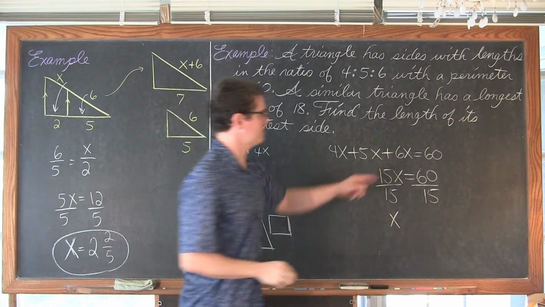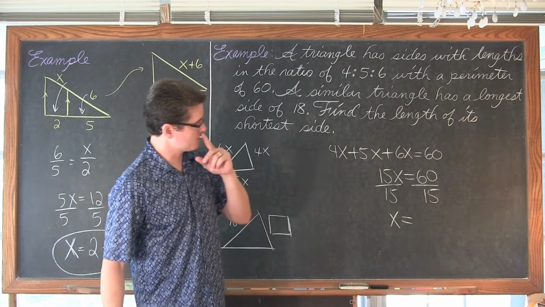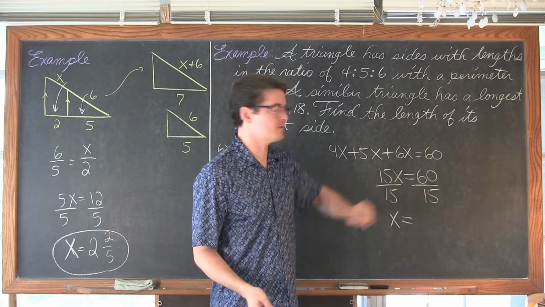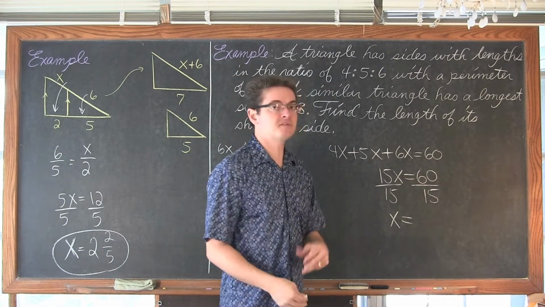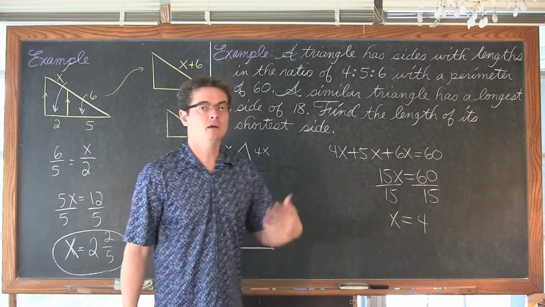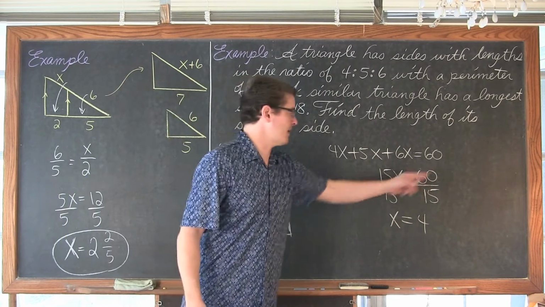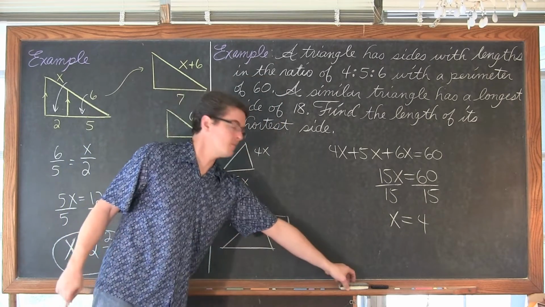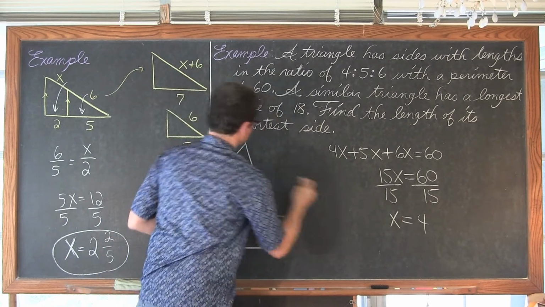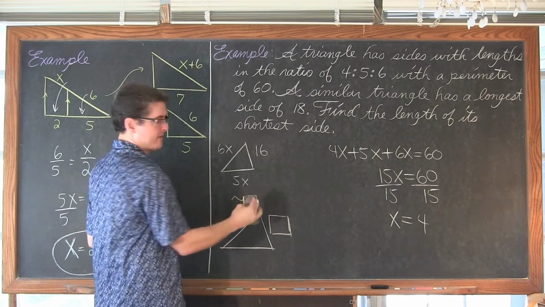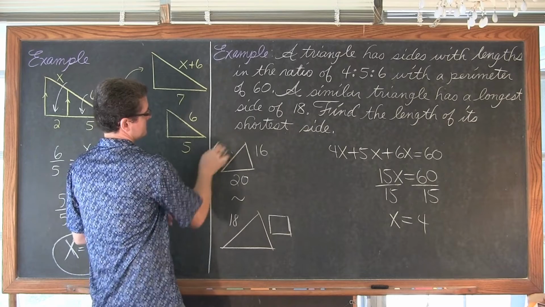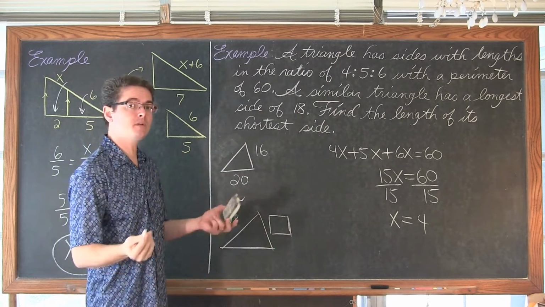Divide both sides by 15 again to undo that multiplication, and we get x is equal to, let's see here, 15 times 2 is 30, and 30 and 30 makes 60, so 60 divided by 15 is equal to 4. Let's see here, 4 times 10 is 40, 4 times 5 is 20, 40 and 20 do make 60, so my answer is correct. So this triangle here has sides of 4x, and 4 times 4 is 16. 5x, well, 5 times 4 is equal to 20. And 6x, well, 6 times 4 is equal to 24.